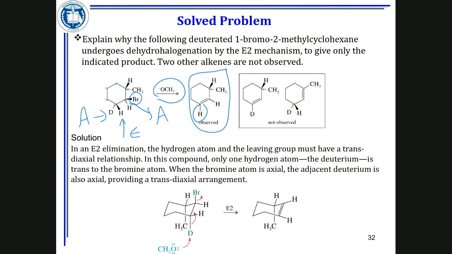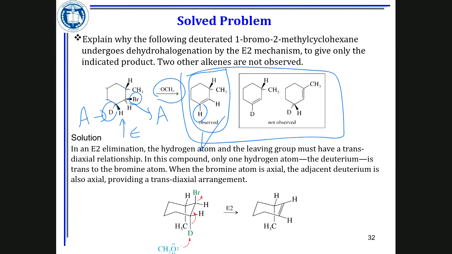Either you know that it must be anti-coplanar, or you do this experiment and say this is the final product, and since this is the final product, then we know that this is going to come from the anti-coplanar, and then this is going to be abstracted.